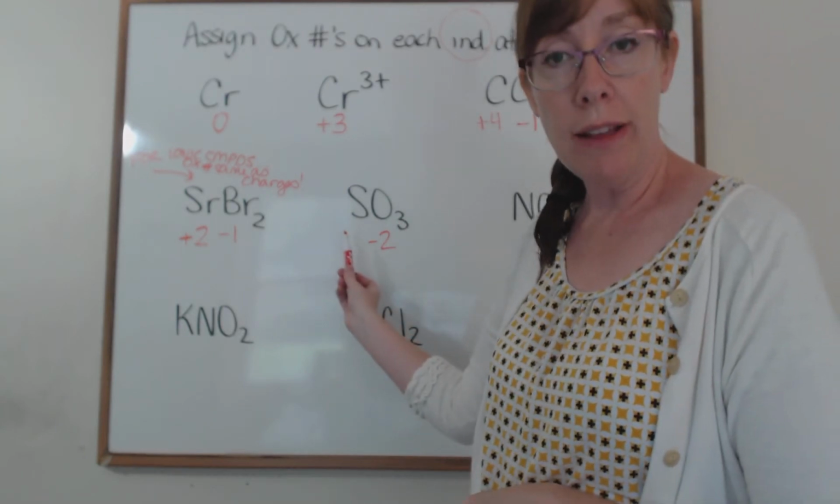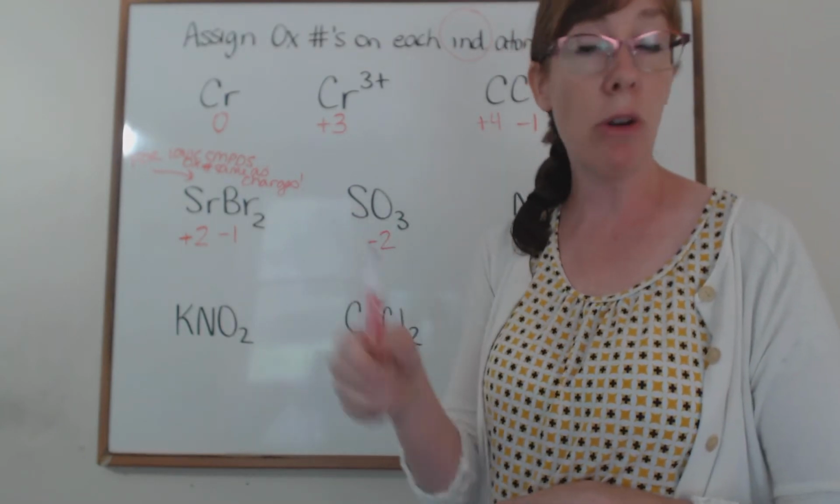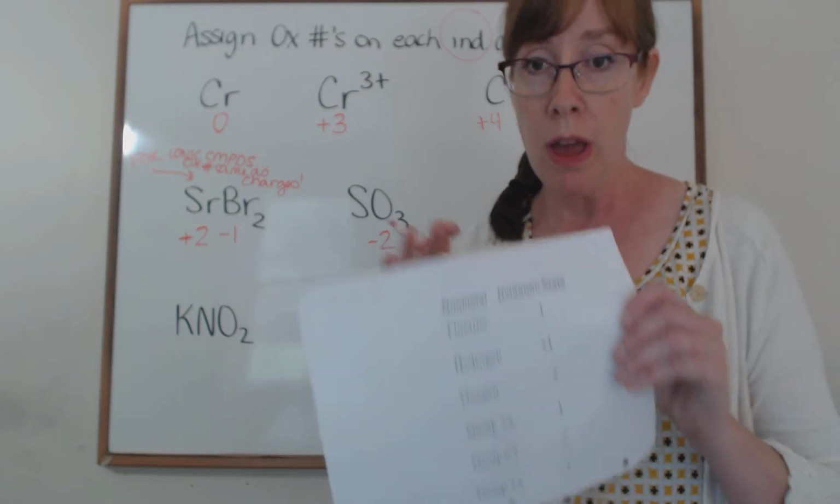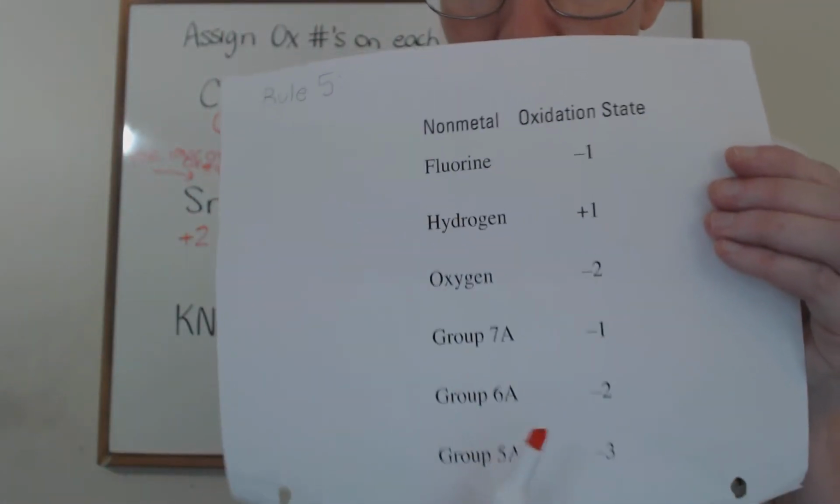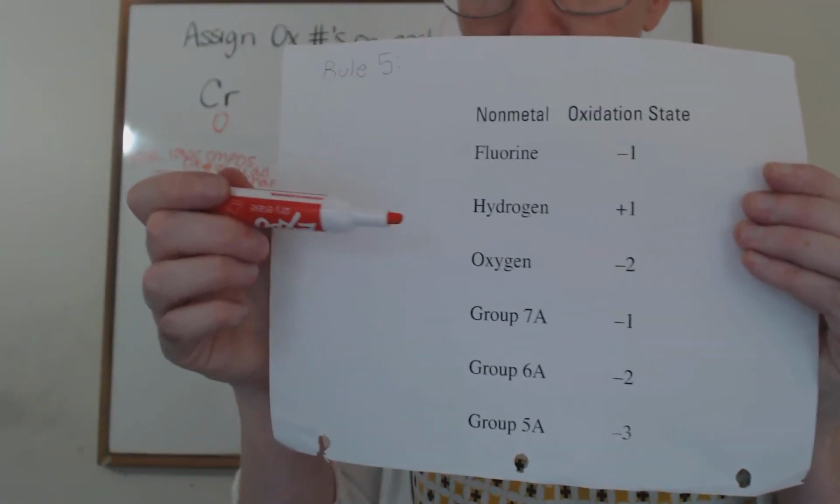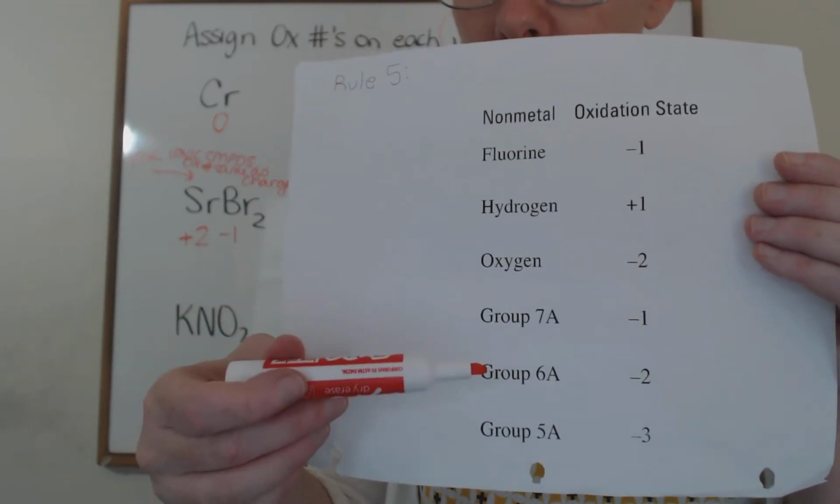Now, only one guy left. You've got to make sure they all add up to 0. That was the most important rule. By the way, if you don't get this concept, you might say, oh, and sulfur is group 6. That would also be -2.